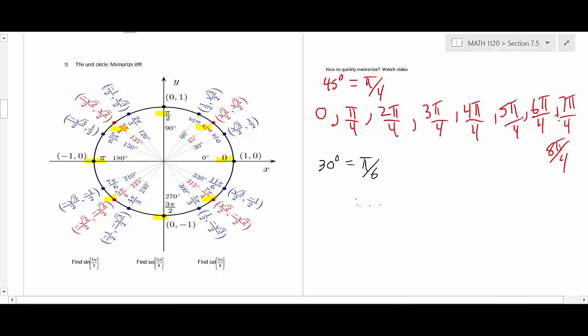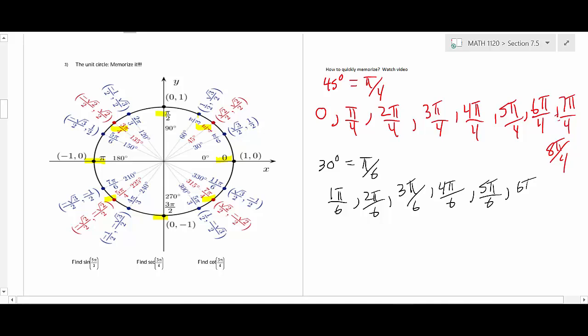What we do is we just count it out. Again, you guys don't have to write this down, just pay attention. It's just 1 pi over 6, 2 pi over 6, 3 pi over 6, and so forth. See what I'm doing? I'm counting by the numerator, and that's it.